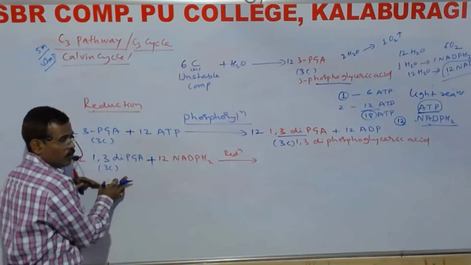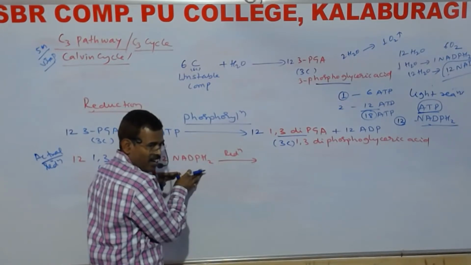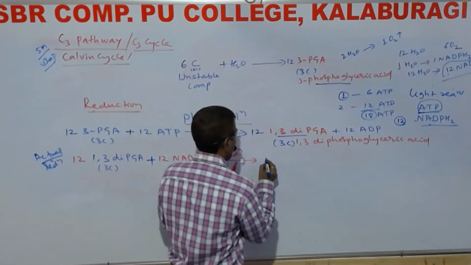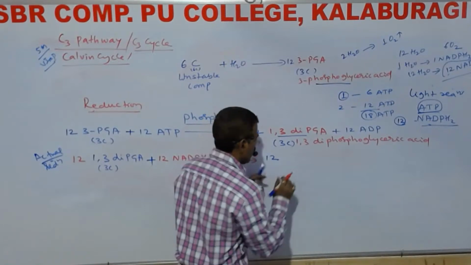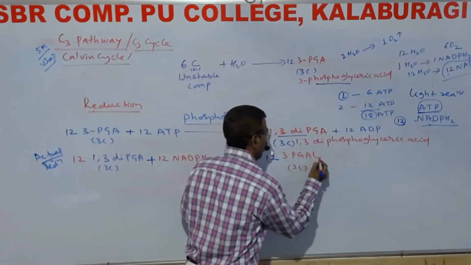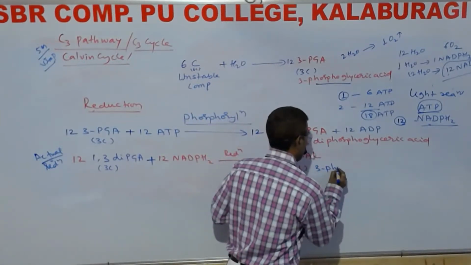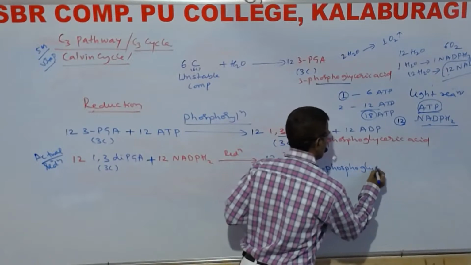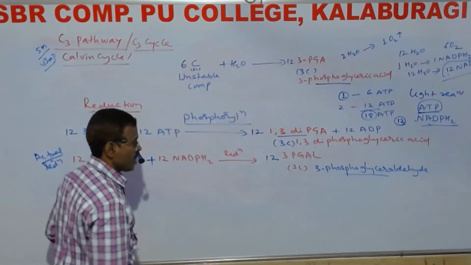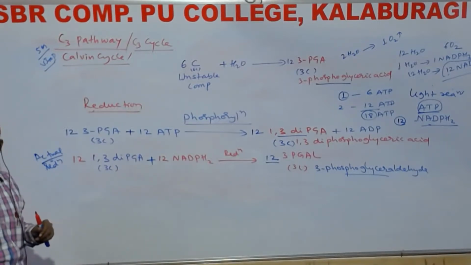1,3-diphosphoglyceric acid, a 3-carbon compound, will be reduced by the reducing power, that is reduced nicotinamide adenine dinucleotide phosphate. So now we are going to get 12 molecules of a 3-carbon compound, that is 3-PGAL, referred to as 3-phosphoglyceraldehyde. 12 molecules we will get. That remember.